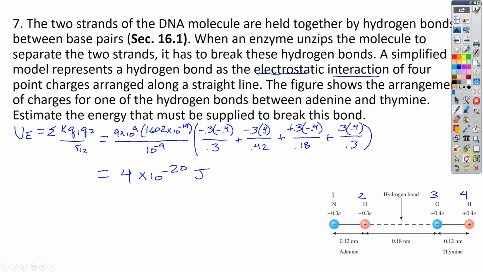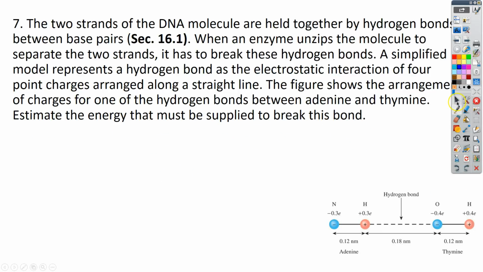So it looks like a really tough problem. It's really not. We're just going to go through and think about where that bond is and then how things on the opposite side of the bond will attract each other or repel, depending on what they're doing.